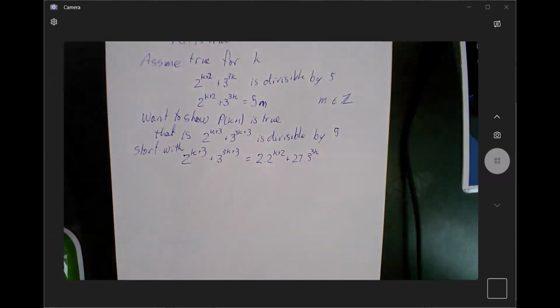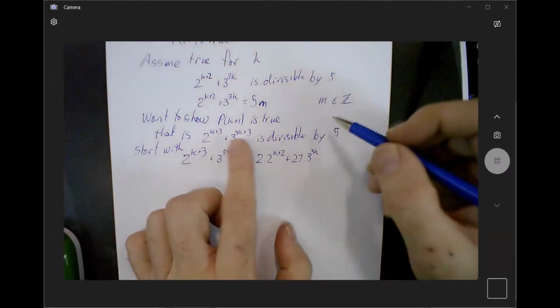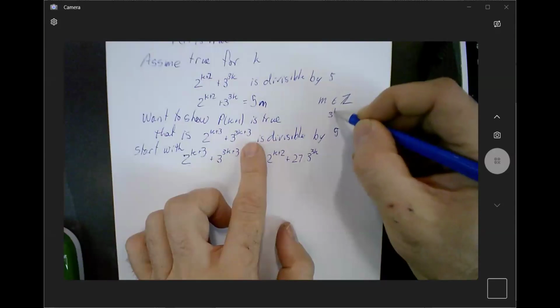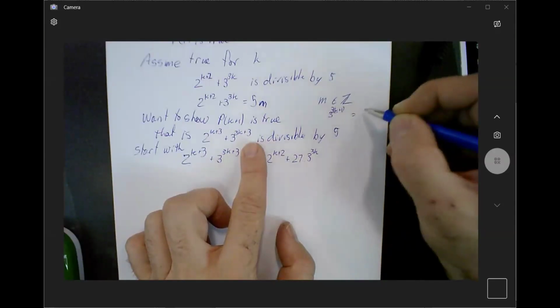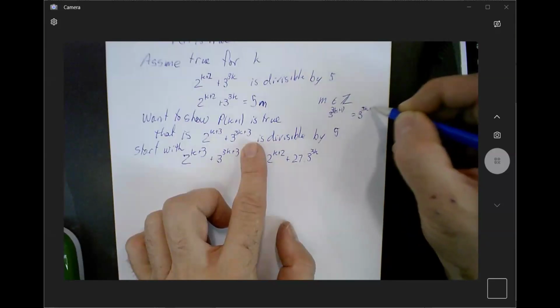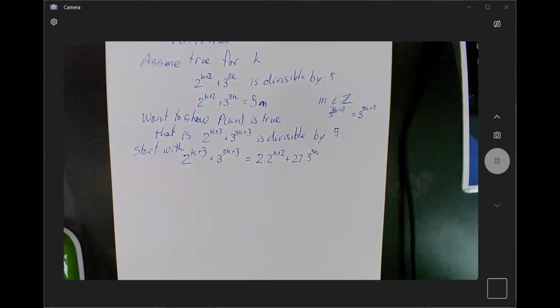That is okay. This 3 to the K, 3K plus 1, there's brackets around that. And so it's 3 to the 3K plus 3. That's actually a worthwhile point, all right?